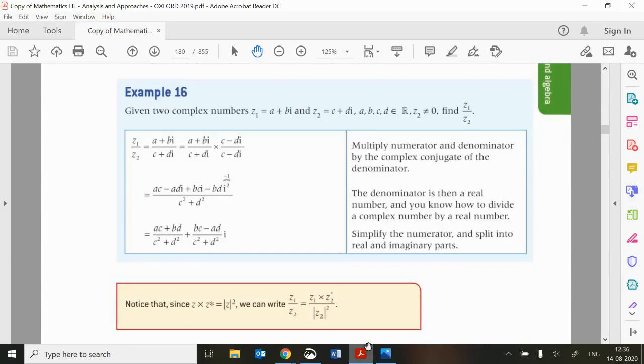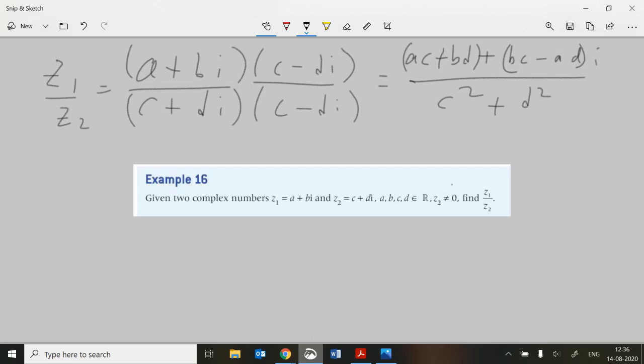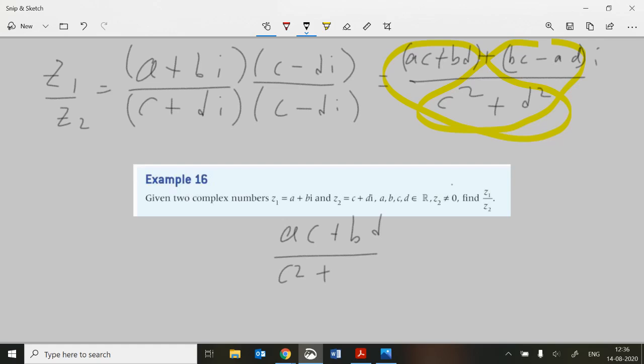Let's just see what they write in the book. Well, yeah, they've just split it up into a real part and an imaginary part separately. So they've just said, at this point here is our real part, and here is our imaginary part. Okay, so they've written it out fully in order to define what the real and imaginary part is separately. c squared plus d squared, and then plus (bc minus ad) over c squared plus d squared i. Okay, so there's your final answer.